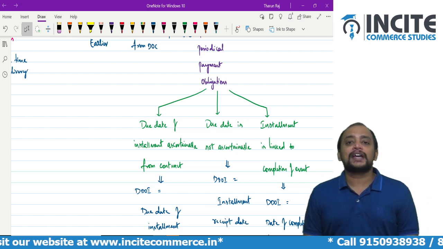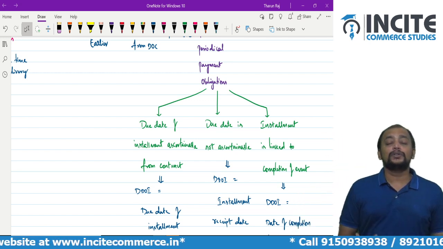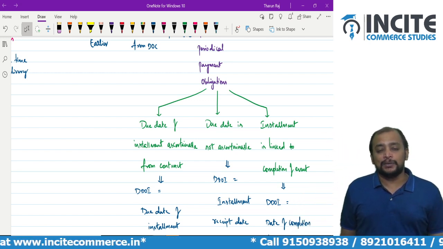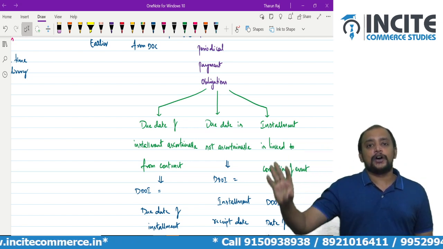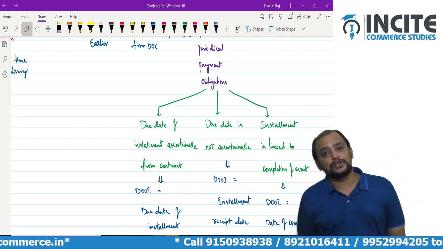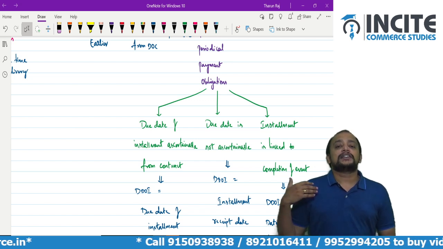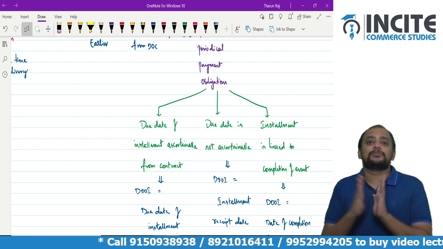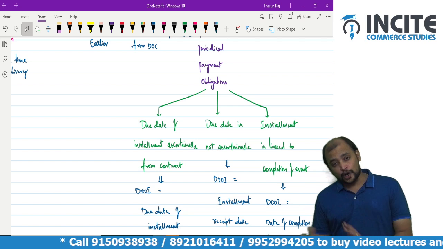Now you are paying the contract price in installments. How that is paid? I am telling the time limit. So by June 30th, you have to pay this much. By August 30th, first you have to pay this much. And by September 30th, you have to pay this much. Like that, I am telling in the contract itself as to how the contract price is payable.